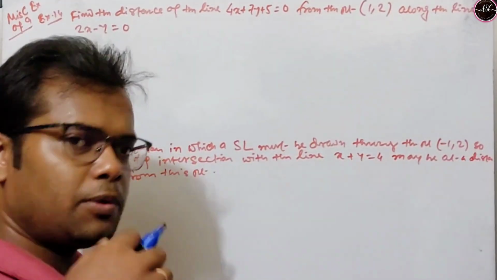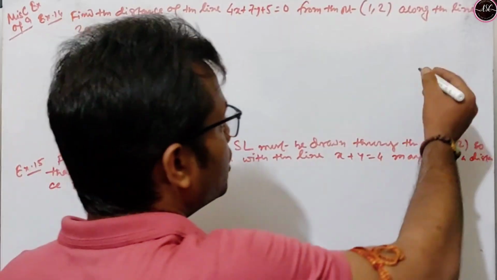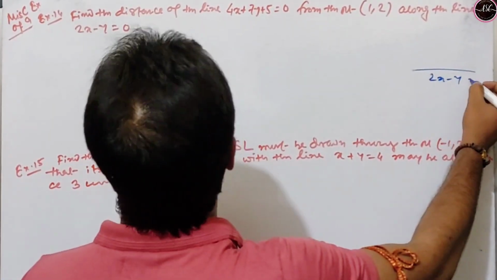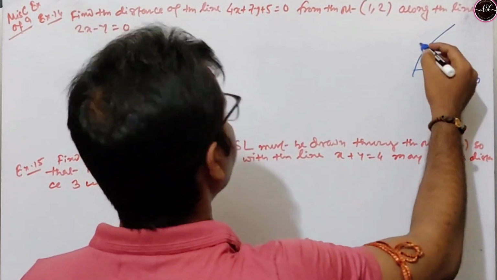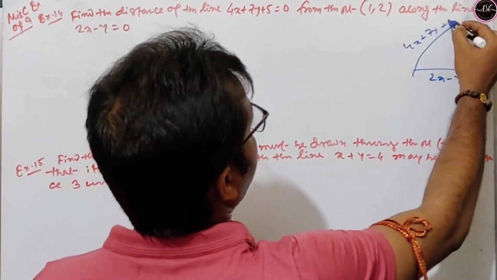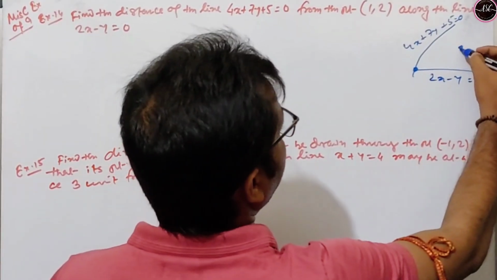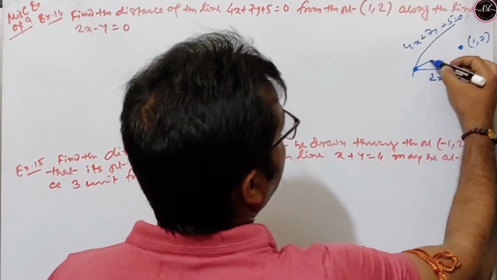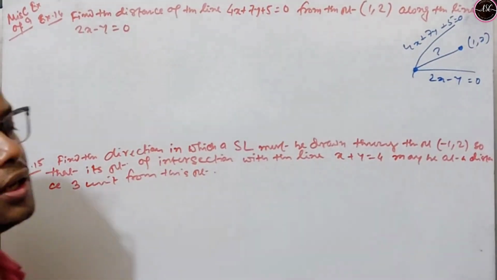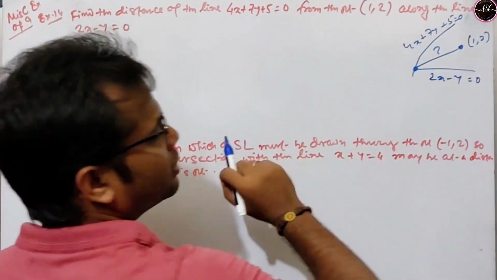If there is this type of question, we have an exercise in the example. Just think: this is 2x minus y equal to 0, and this is 4x plus 7y plus 5 equal to 0. This is the intersecting point, and here let it be 1 comma 2. So this distance is required. We first solve the equation, and then find out the distance between them.